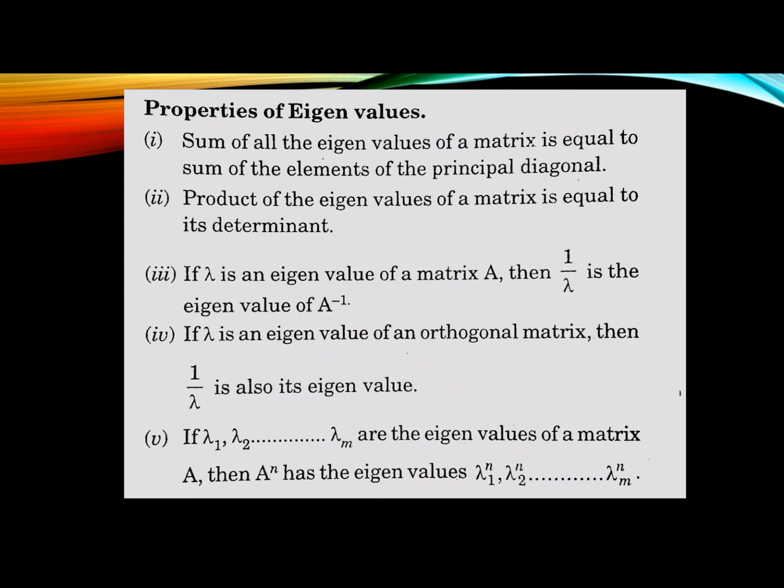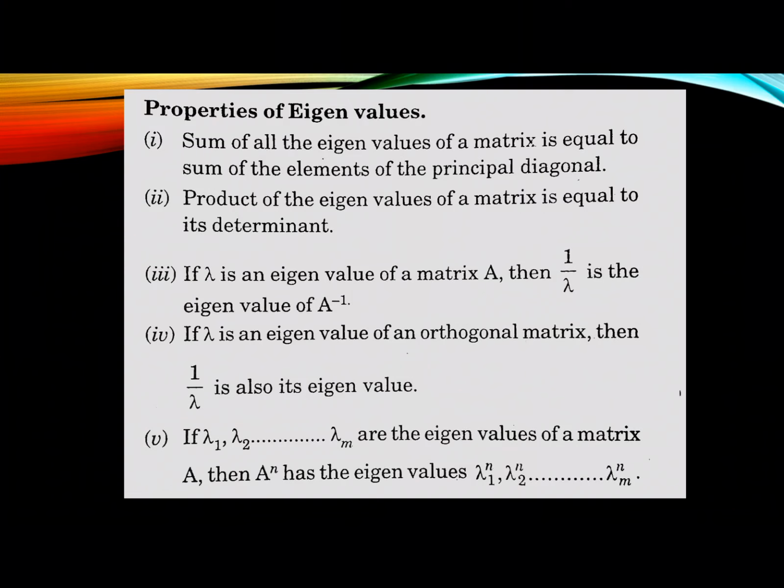If lambda is an eigenvalue of a matrix A, then 1 by lambda is an eigenvalue of A inverse. Just remember this. In some numerical problems you have to apply these properties of eigenvalues so that you can easily get to the answer and you don't waste much time on that particular question. So just remember, if lambda is an eigenvalue of a matrix A, then 1 by lambda is an eigenvalue of A inverse.